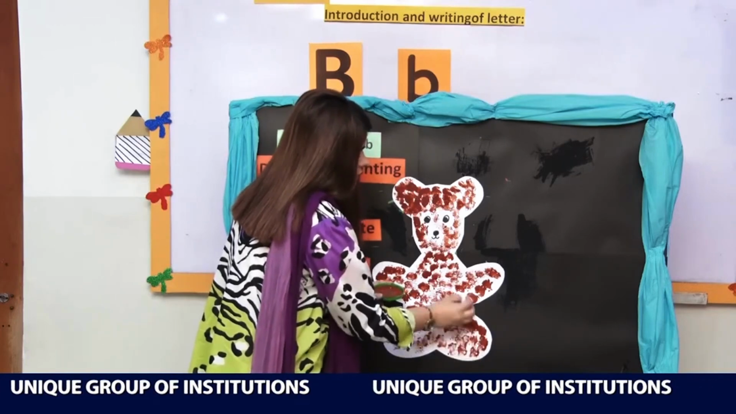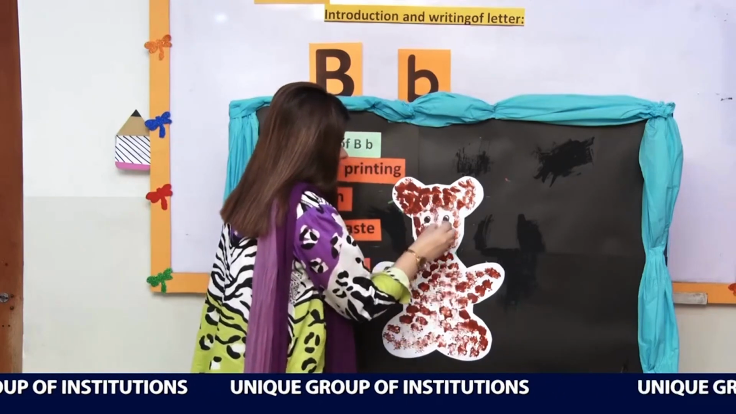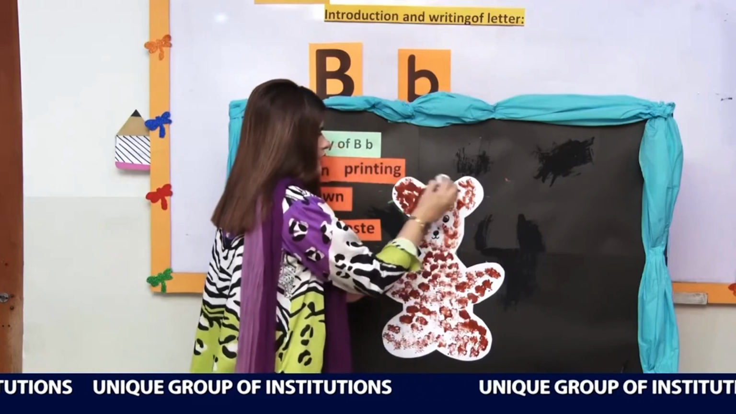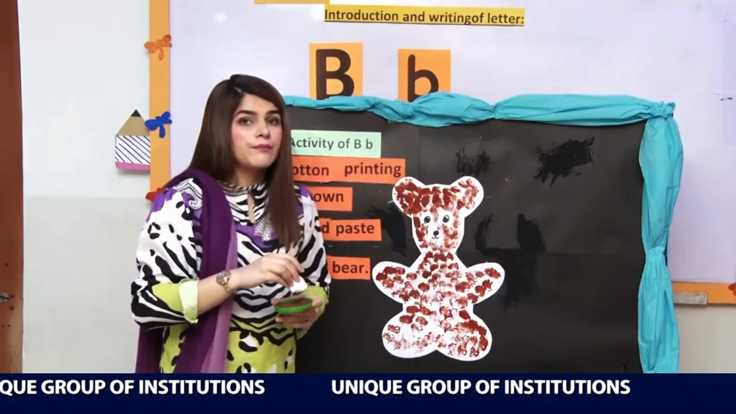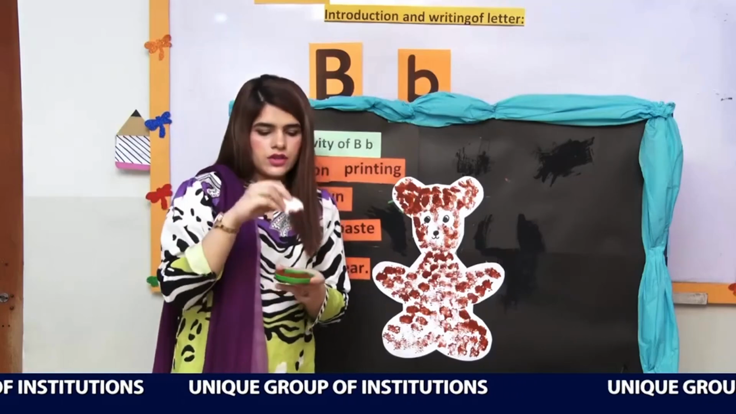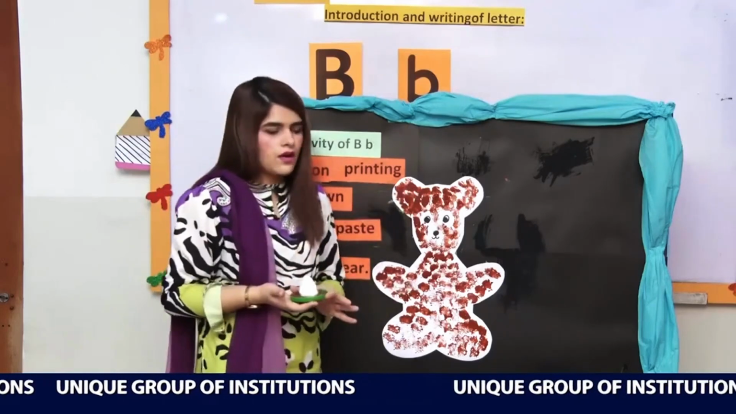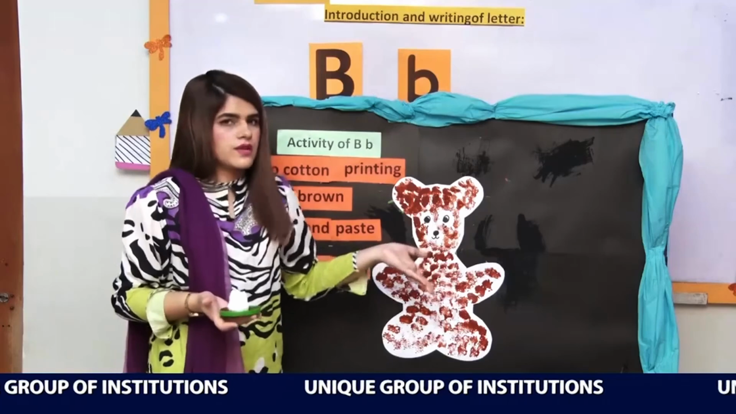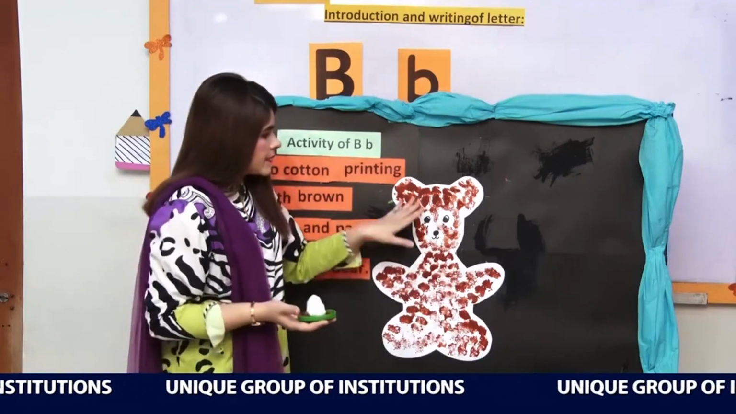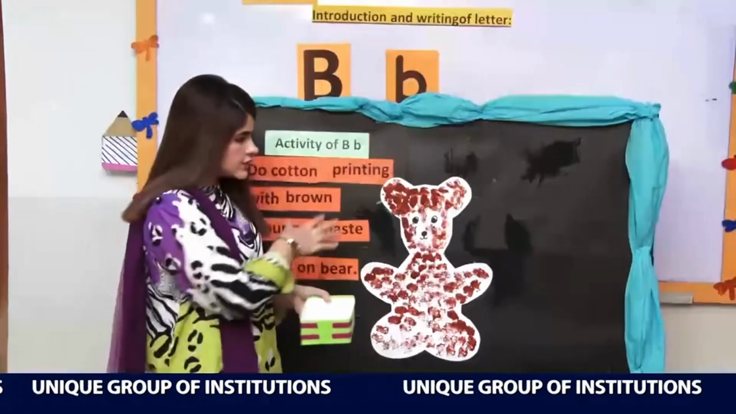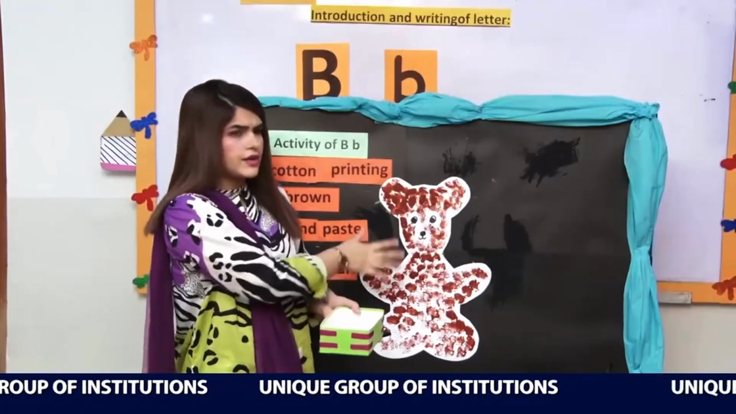Yay, done. We are almost done. This is the cute bear and we have done the brown color with the help of cotton on its body. Now its color is changed. First it was like white, the all white. Now it's of brown. After doing the color, as you can see, it has dried somehow.